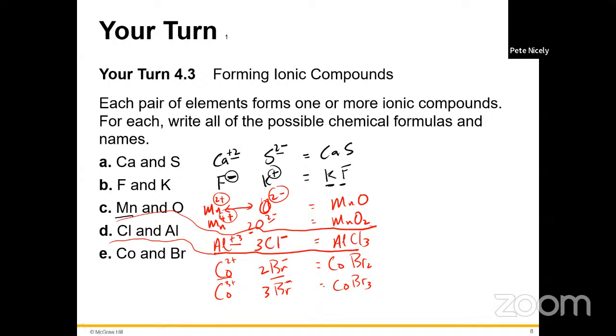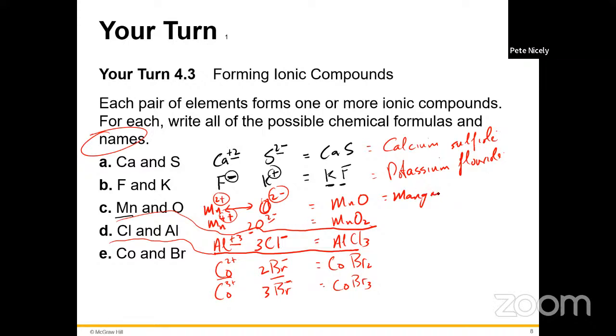So what I've done so far is to determine the formulas. Now we have to write down the names, because that's what the question is asking for. The name of this one would be calcium sulfide. The name of this one will be potassium fluoride. Okay, what do you think the name of that compound is? MnO. Manganese oxide. Not quite.